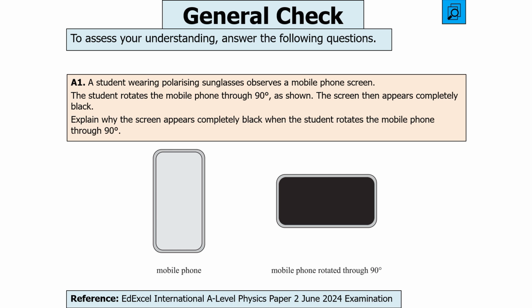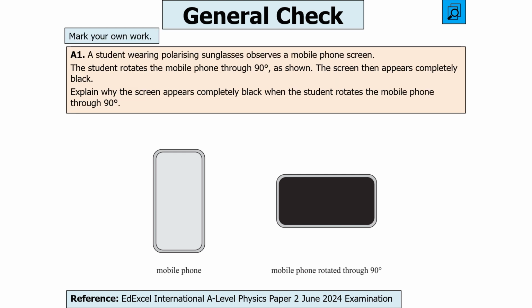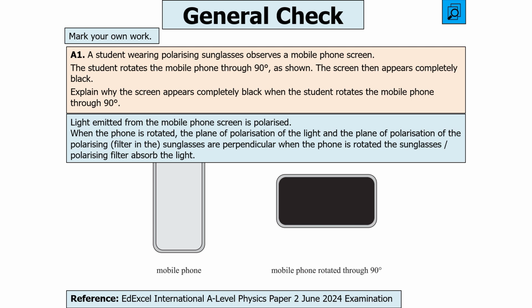So, pause the video now, then unpause the video when you want to go through your answer. Right, so what can we say? Well, light emitted from the mobile phone screen is going to be polarized. So when the phone is rotated, the plane of polarization of the light and the plane of polarization of the polarizing filter in the sunglasses are perpendicular, and then the polarizing filter on the sunglasses will absorb the light.